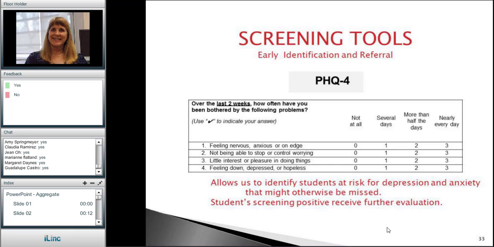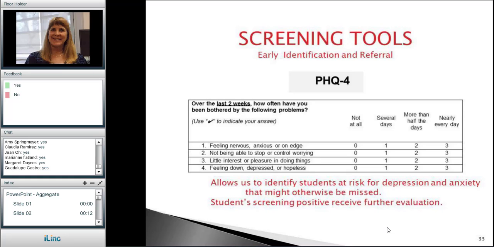So the PHQ-4 screens for both anxiety and depression. It's the first two questions of the PHQ-9 and the first two questions from the GAD-7. And if we have a student who screens positive, then we have them complete the PHQ-9 or the GAD-7 and then go from there as far as referring and taking care of their needs. So it's really been helpful to us.